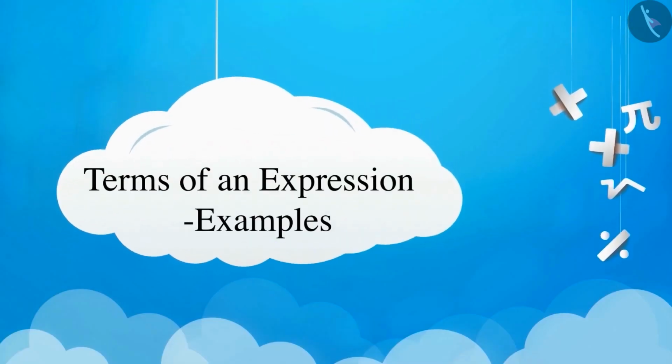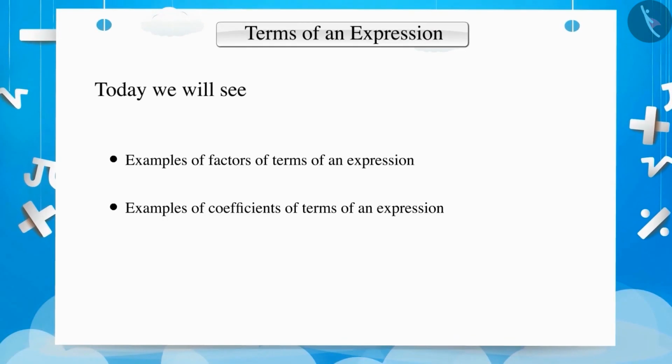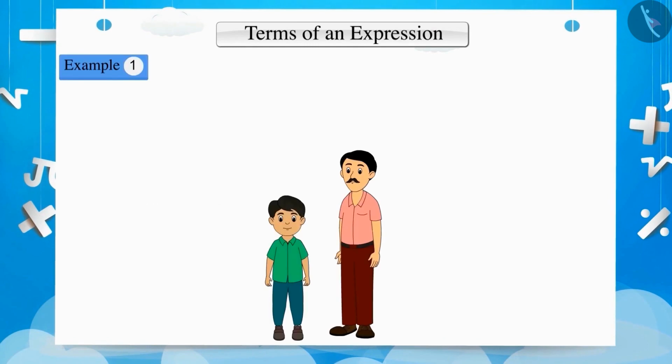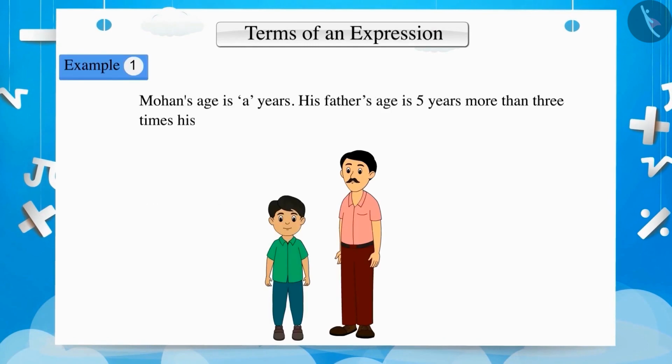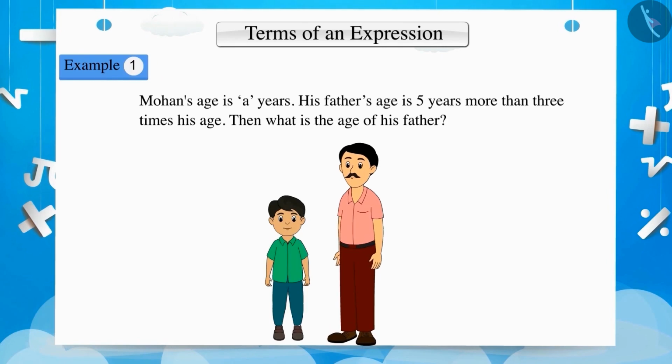Terms of an expression. Examples. Children, so far we have learned about terms of expression and its factors and coefficients. Let's solve some examples related to these concepts. Mohan's age is A years. His father's age is 5 years more than 3 times his age. Then what is his father's age?